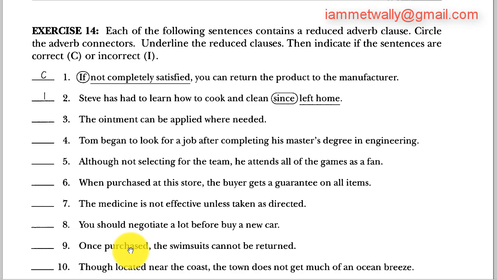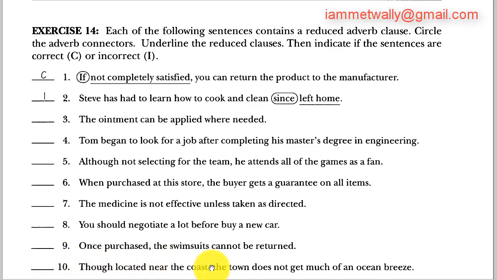9. Once purchased, the swimsuits cannot be returned. Oh, now it came again. Look at 6 and look at 9 here. Once purchased, it comes with passive. Once, as we know, comes with passive reduced clause. This is the connector, purchased is the reduced clause. It was originally once it is purchased, but I remove it and I remove is, and it's purchased. Purchased here is the third form of the verb, and it talks about the swimsuits itself. So now this makes sense, because it talks about something, not someone. This sentence is correct.